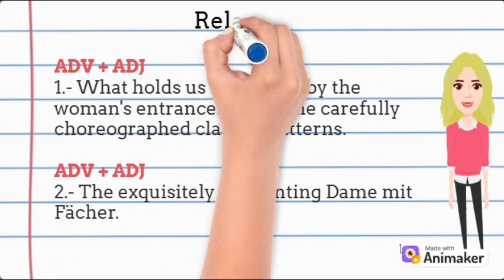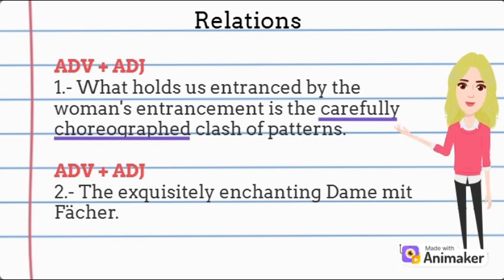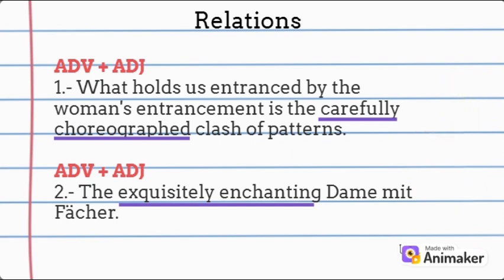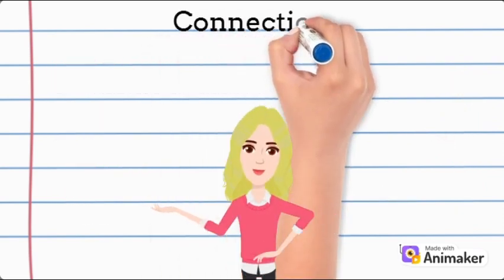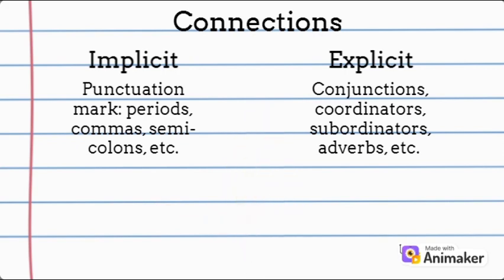First, we have relations that are related to grammatical features in the text. In this example, we have adverb plus adjective. First, carefully choreographed, and second, exquisitely enchanting. Secondly, we have connections. These connections can be implicit or explicit. Implicit connections refer to the punctuation marks, and explicit connections refer to connectors, such as conjunctions, adverbs, coordinators, or subordinators.